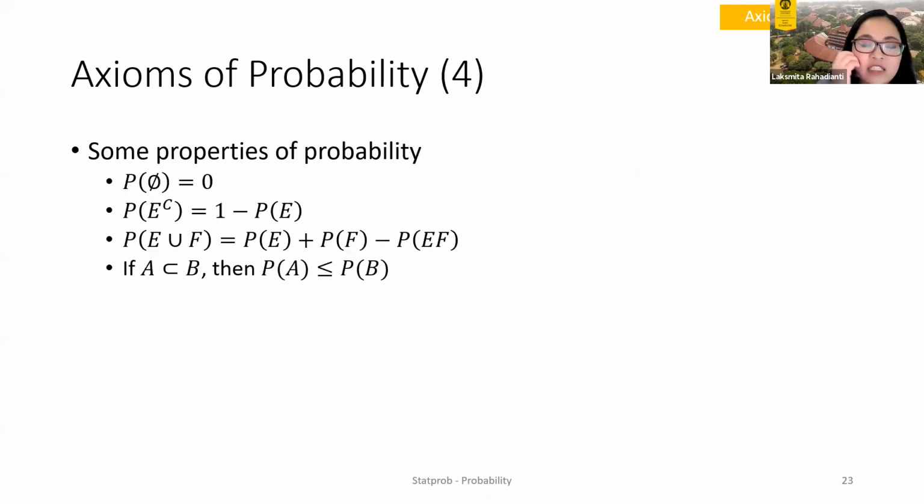And finally, these things also are valid as a result of the previous propositions and axioms. So we know that the probability of an empty set is 0. The probability of the complements can be computed based on the probability of the sample space. This is the probability of the union of 2 events, as well as the subsets. If A is a proper subset of B, then the probability of A must be less than the probability of B.